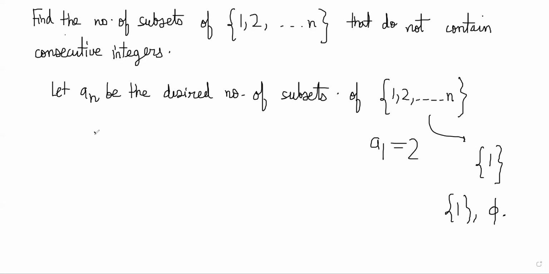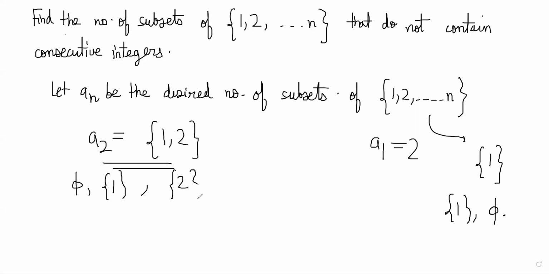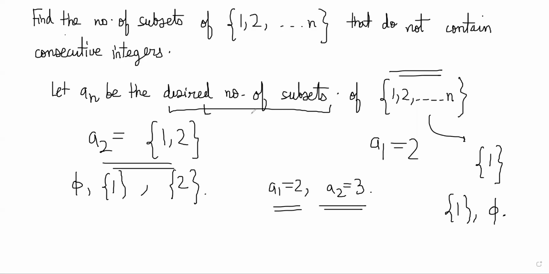And if you have the set for A2, which is basically {1, 2}, how many subsets of this do not contain consecutive integers? 3 subsets. One is the null set, one is {1}, and one is {2}. So basically what we are getting is A1 equals 2 and A2 equals 3. These are the base cases of this question. You have to take the set 1 to n and count the subsets that do not contain any two consecutive integers.